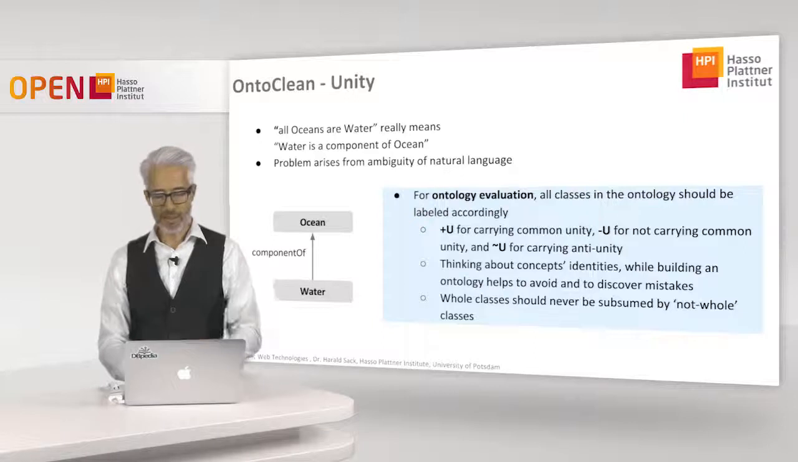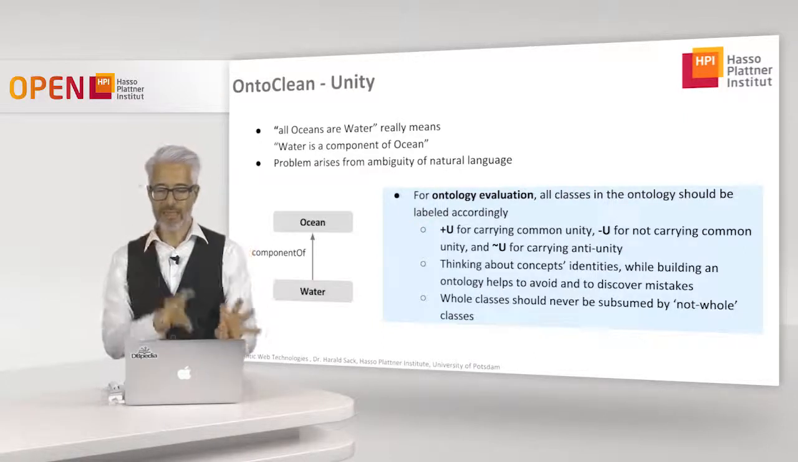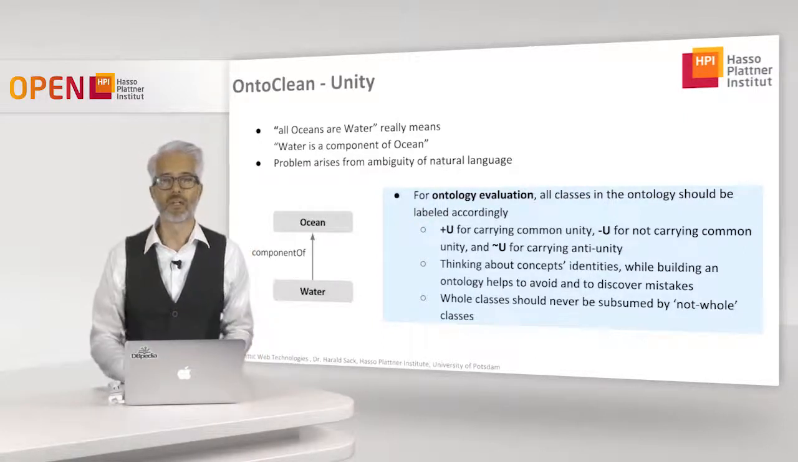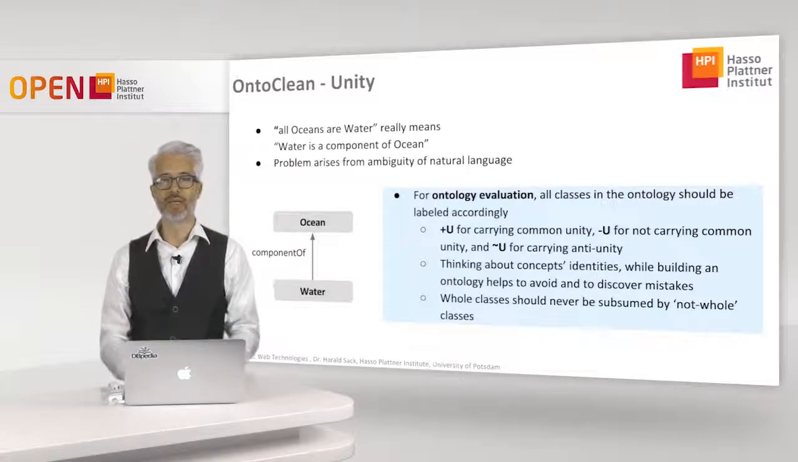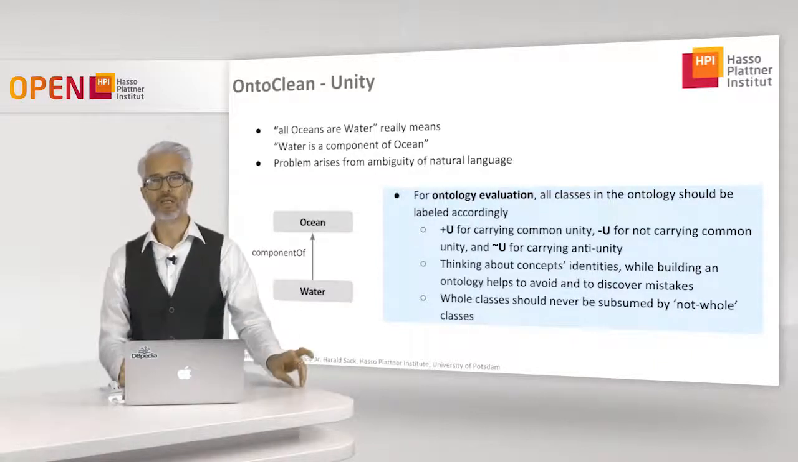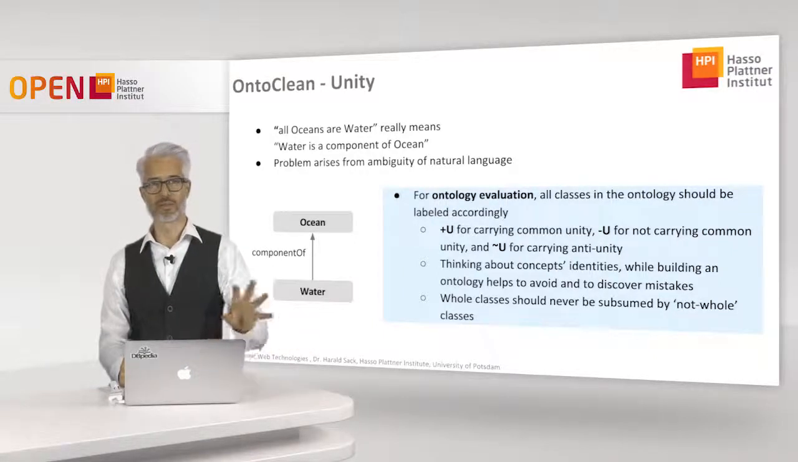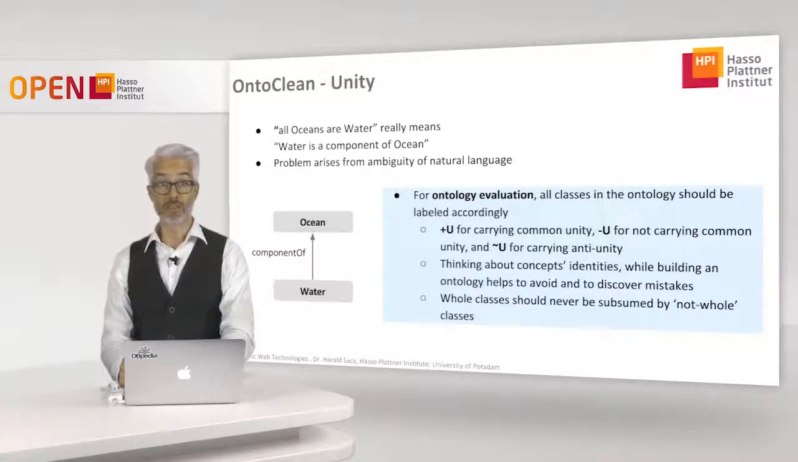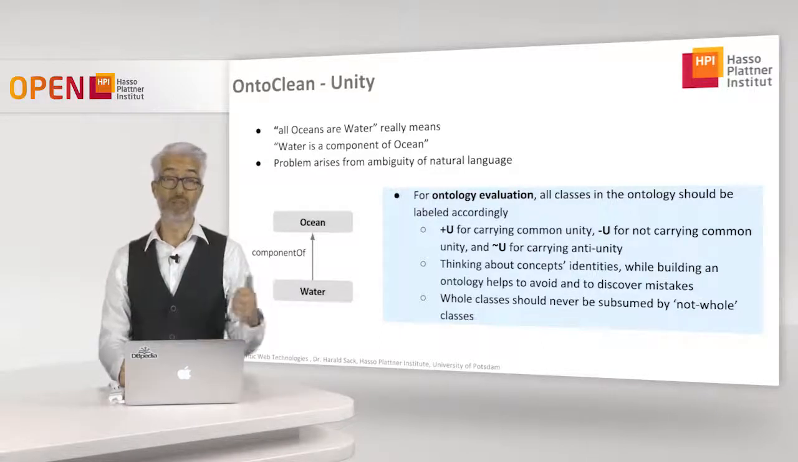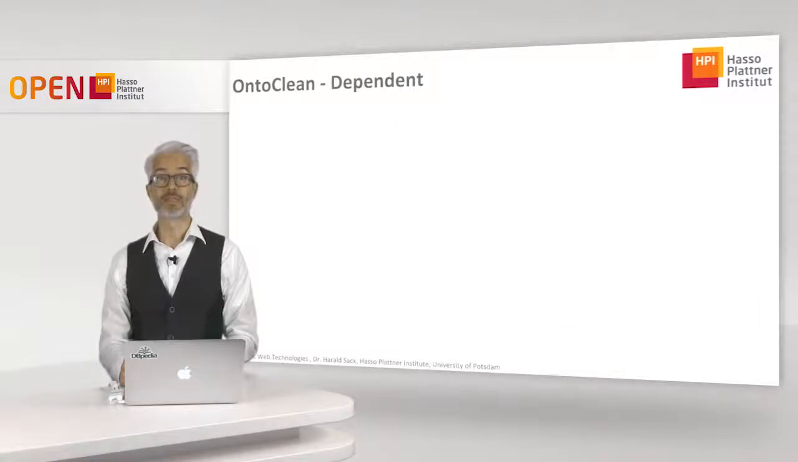And the point here again is that thinking about concepts' identities while building an ontology helps to avoid and to discover mistakes that have been made during the modeling. So a whole class, for example, should never be subsumed by a not-whole class. So this is one of the rules that have to be considered concerning unity. So now we have rigidity, we have identity, we have unity. The last thing that is missing is dependency.